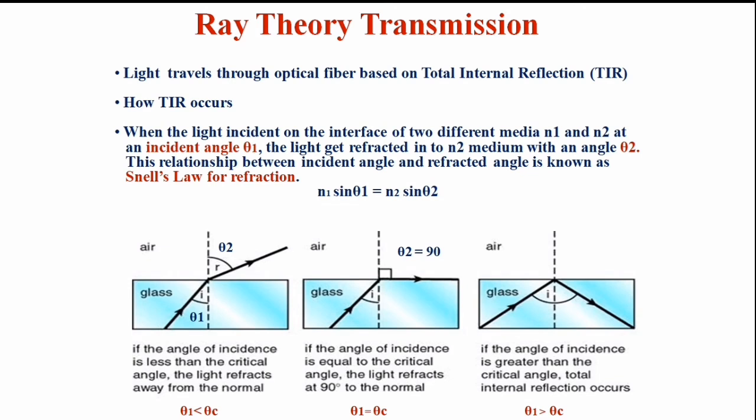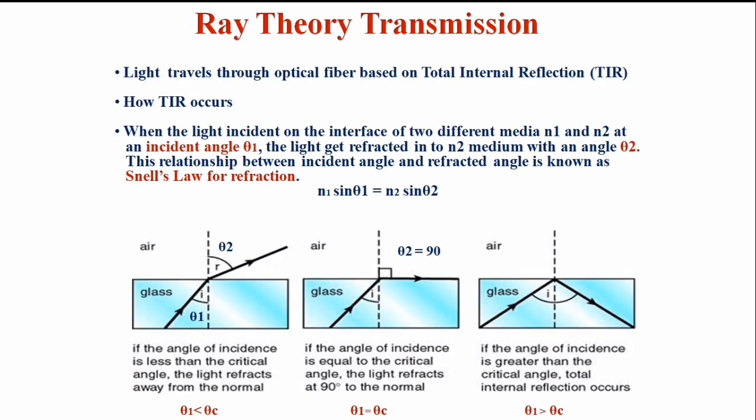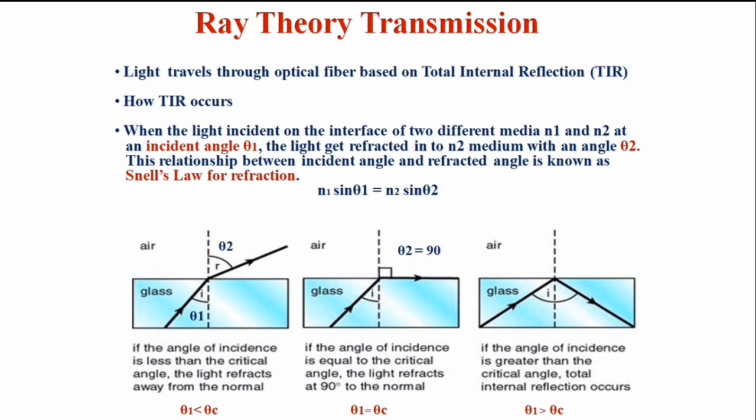Let us see, when the light is traveling from one medium to another medium, Snell's law comes into the picture. As per the statement, when the light is incident on the interface of two different media, N1 and N2, at an incident angle theta 1, the light gets refracted into the N2 medium with an angle theta 2. Theta 2 is nothing but the refracted angle. This relationship between incident angle and refracted angle is known as Snell's law for refraction. Therefore, N1 sin theta 1 equals N2 sin theta 2. This Snell's law can be explained in detail based on the diagram shown below.